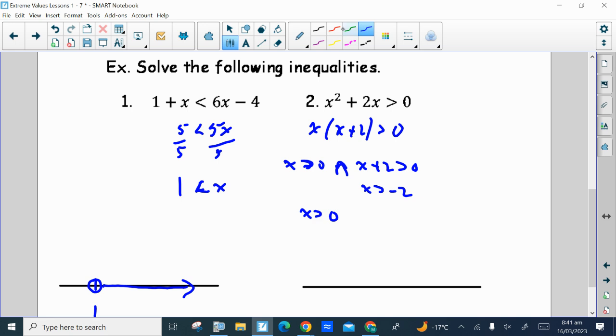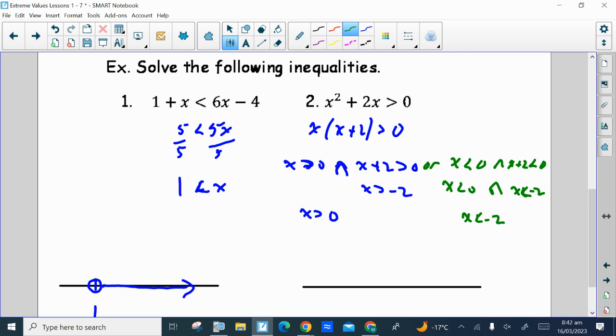But the other scenario that would work is if x is less than 0 and x plus 2 is also less than 0. You see, if both factors are negative, a negative times a negative will give you a positive, a number greater than 0. So you've got x is less than 0 and x is less than negative 2. Again, two conflicting statements. So the one that satisfies them both would be that x is less than negative 2.